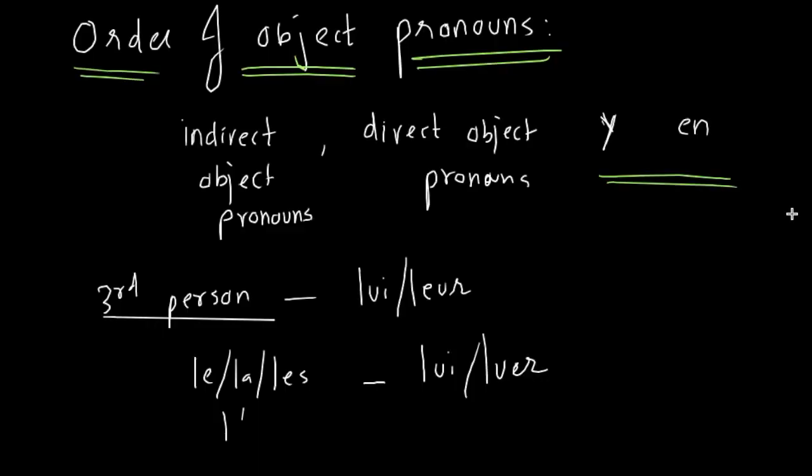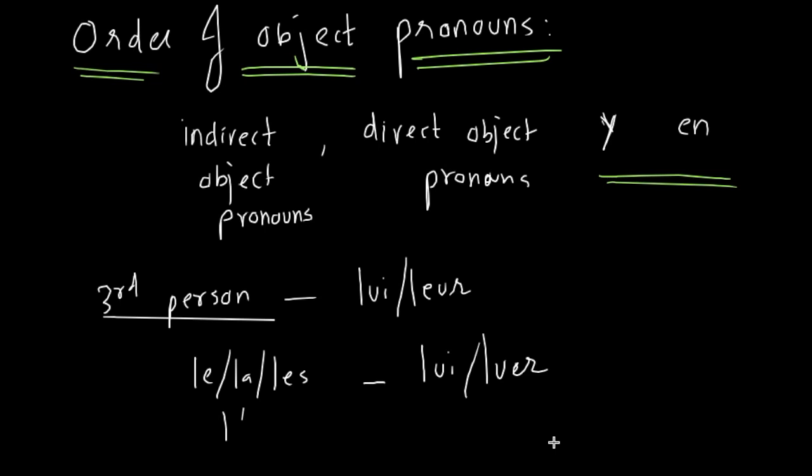Cool. So we talked about the order of object pronouns. When we use more than one object pronoun in a sentence, we need to decide in what order they will appear in that sentence, right? So general order is indirect object pronouns come before, like first, then direct object pronouns, then y, then en.